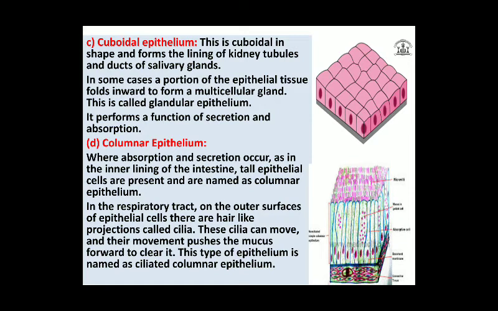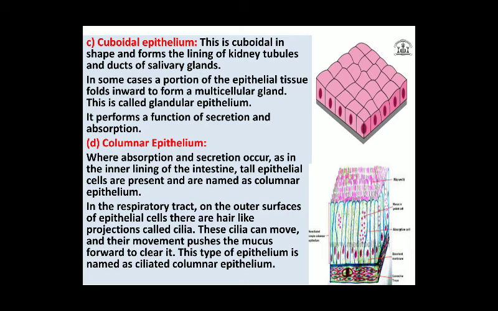And this cuboidal tissue is found near kidney tubules, salivary glands, etc. And they act as what? They act as a support. Okay, they act as a supporting tissue and help in secretion, and they help in secretion as well as absorption. Okay, secretion and absorption.